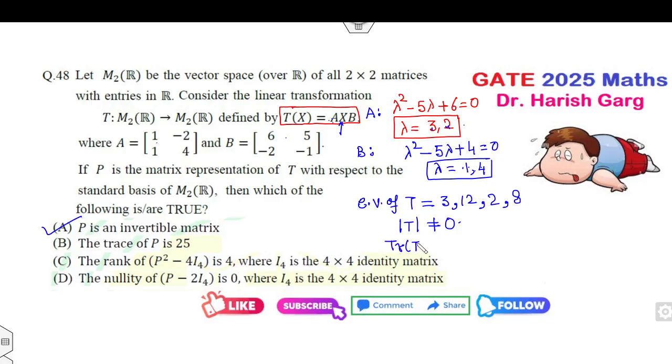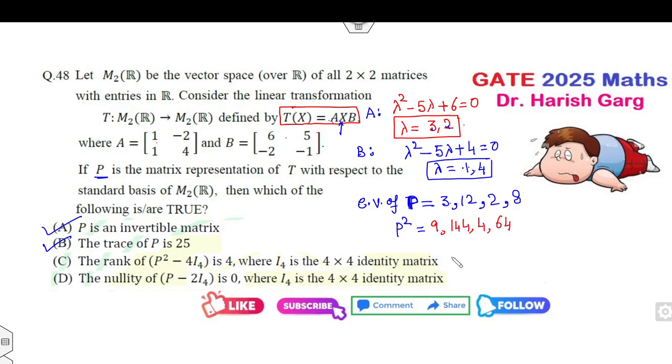Can you find the trace of the matrix? The trace will be 15 plus 10, 25. That is the correct answer. Fine. Now the rank of P square. Can you find the eigenvalues of P square? P is the matrix corresponding to T. P square will have eigenvalues 9, 144, 4, 64.